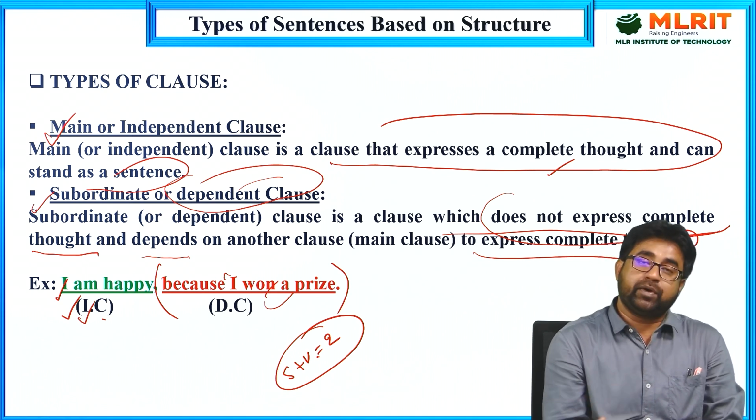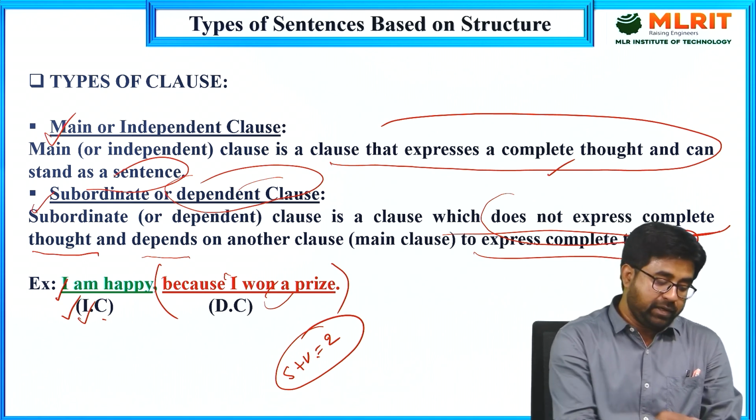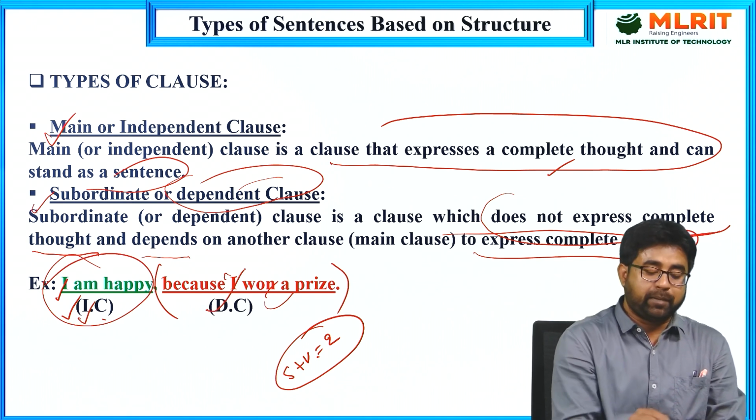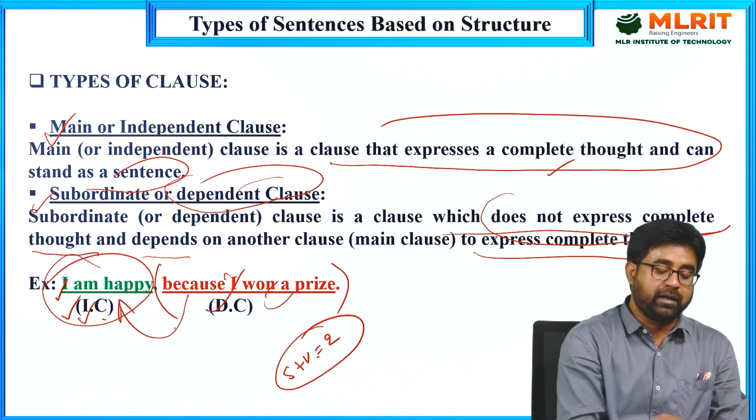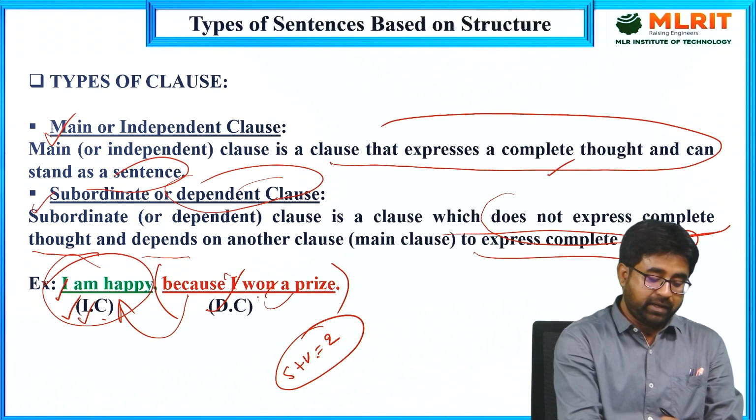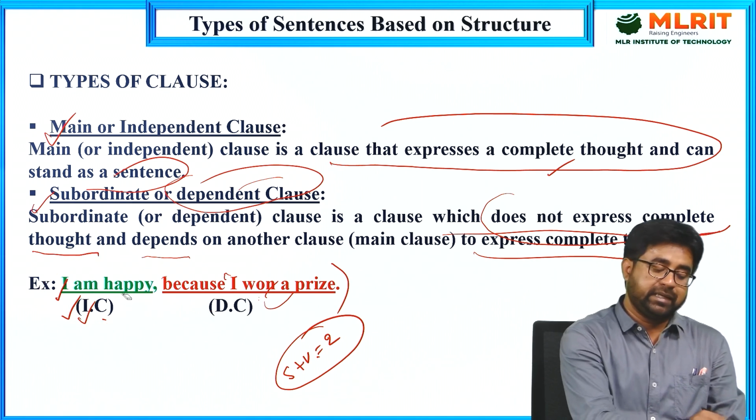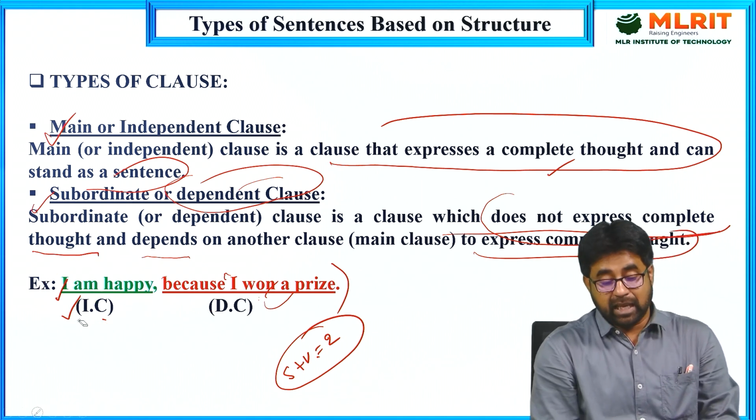If I only say because I own a prize, you will definitely look for the other part. So it's not complete on its own. It is depending on this part. That's why this is called a dependent clause. So I hope it is clear now what is an independent clause and what is a dependent clause.